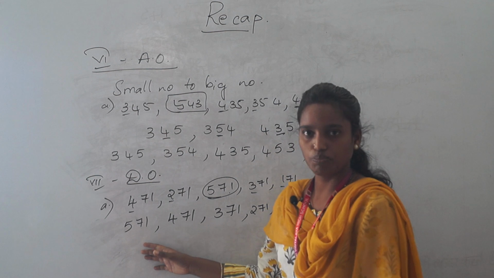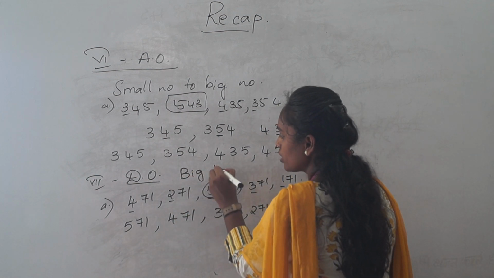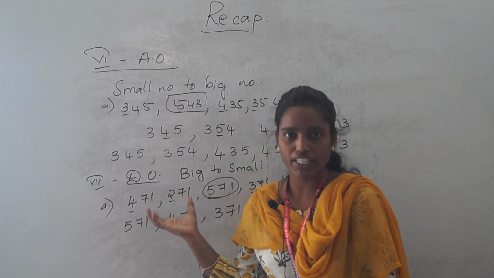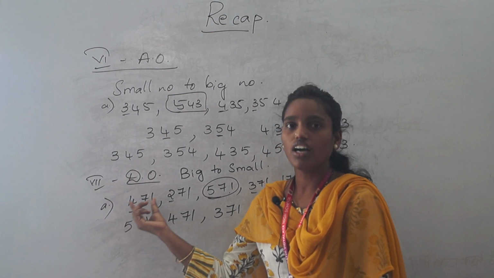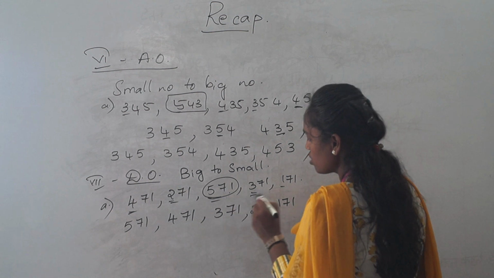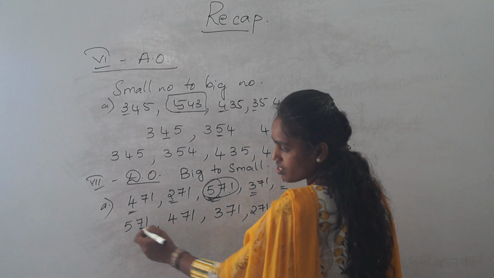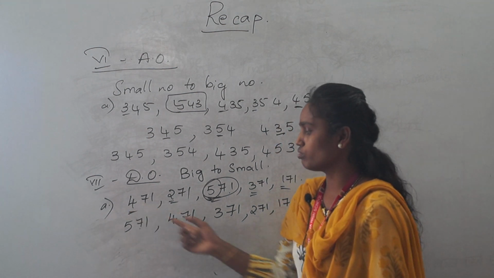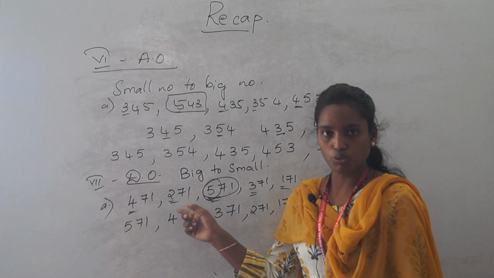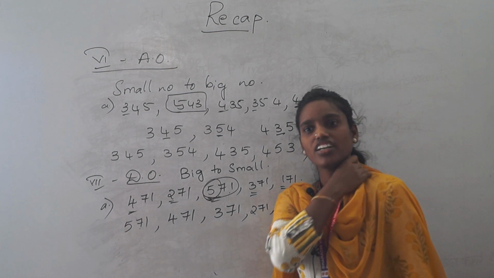Okay, once again I will repeat. Descending order means big to small. It means big number to small number. How should we select the big number? We should see the hundreds place. While comparing in the hundreds place, which one will be bigger? 5. So we are writing 571. Next one is 4, 471. Next is 3, 371. Next is 2, 271. Next is 1, 171. Okay, children, have you got it?